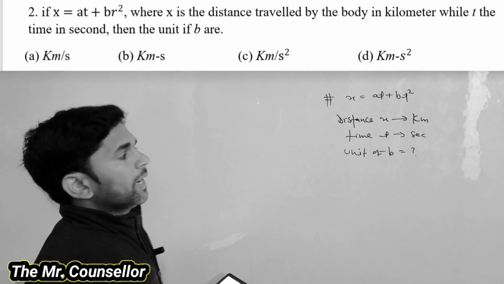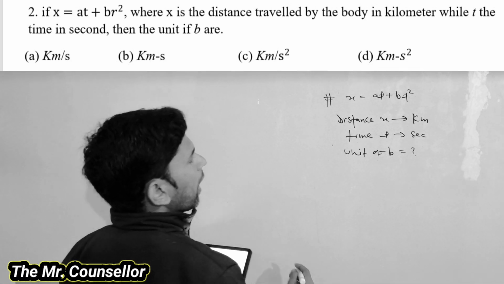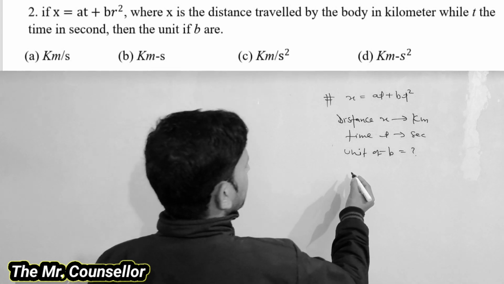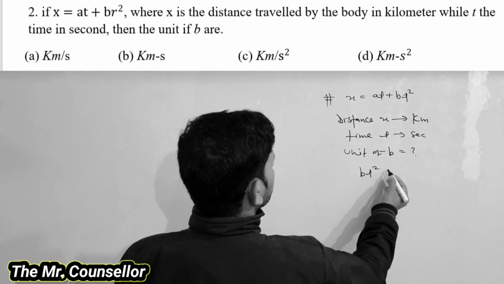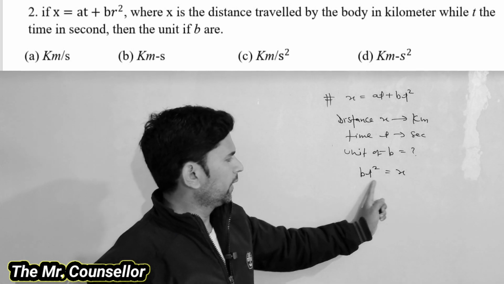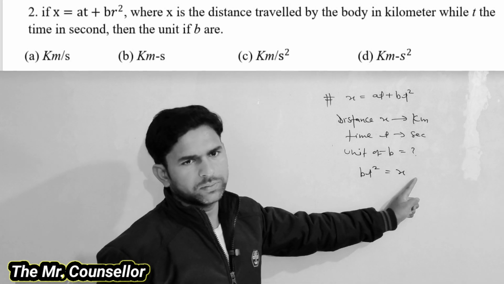If they ask for the unit of B, according to the homogeneity principle we can apply it here also. So we can write bt square is equal to the unit of x. We can write it like this. Here bt is equal to x.